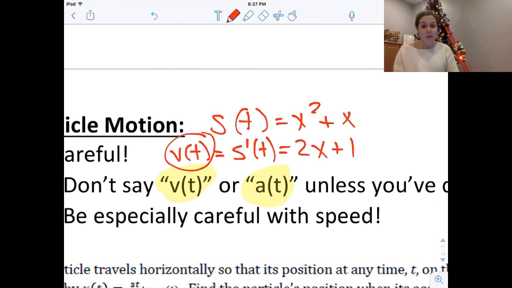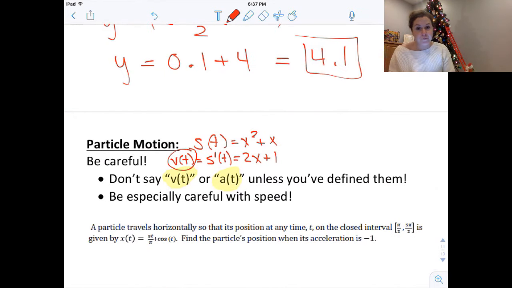So when you're talking about speeding up or slowing down or acceleration, I would talk about s of t, s prime of t, s double prime of t. I would not define them otherwise unless you define them otherwise, so be very careful with that. All right, we're going to skip those because I honestly think, well, let's do this speed one.